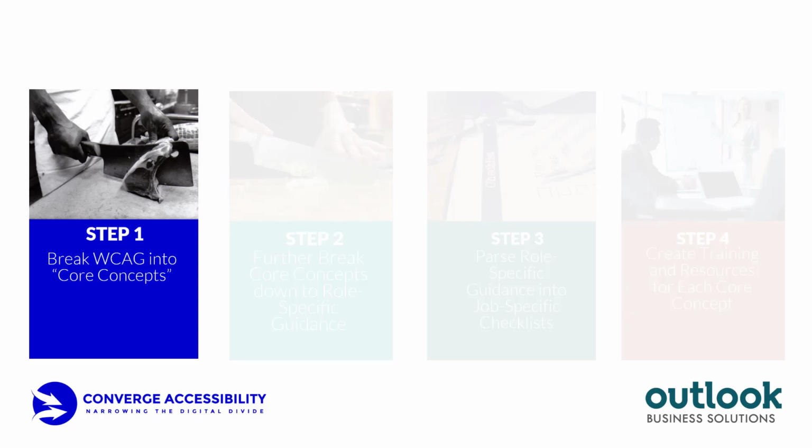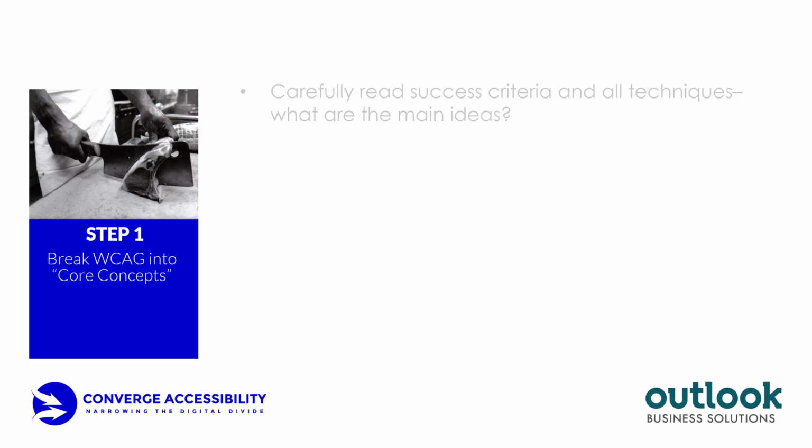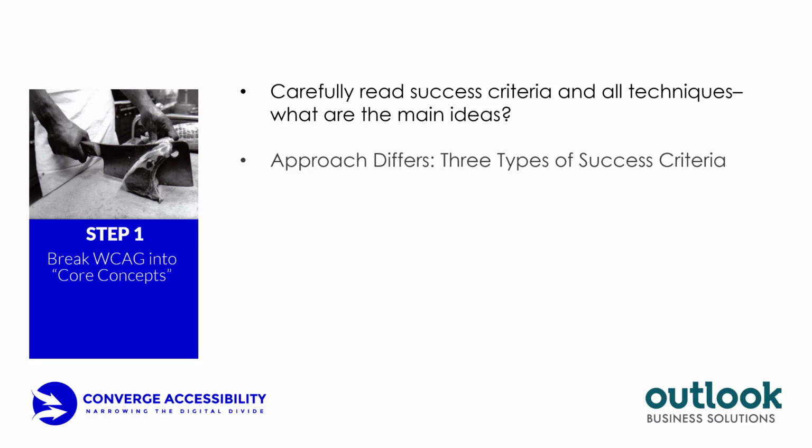Let's start with Step 1. How do we divide the WCAG success criteria into actionable steps? This step involves reading the success criteria and all the associated techniques very carefully and asking ourselves, what are the main ideas contained in this criterion? If you engage in this exercise, it doesn't take very long to see that the WCAG success criteria generally fall into one of 3 types of categories.